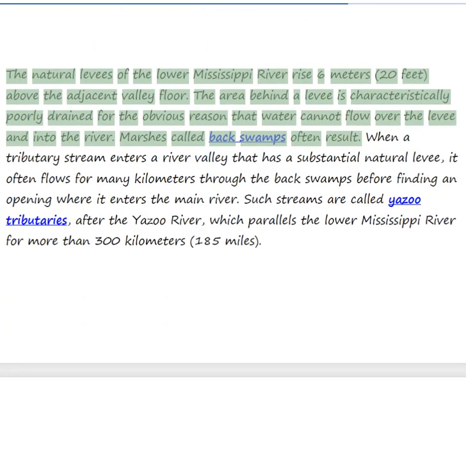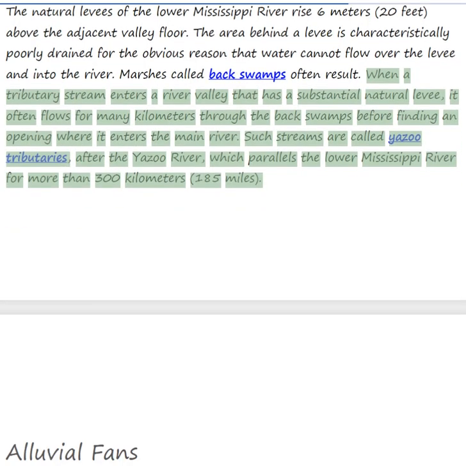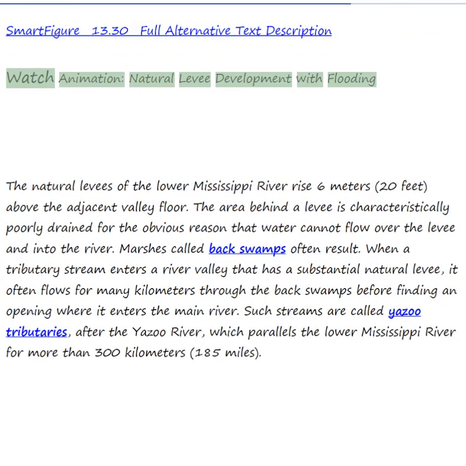The natural levees of the lower Mississippi River rise 6 meters above the adjacent valley floor. The area behind a levee is characteristically poorly drained for the obvious reason that water cannot flow over the levee and into the river. Marshes called backswamps often result. When a tributary stream enters a river valley that has a substantial natural levee, it often flows for many kilometers through the backswamps before finding an opening where it enters the main river. Such streams are called Yazoo tributaries, after the Yazoo River, which parallels the lower Mississippi River for more than 300 kilometers. Watch animation: natural levee development with flooding.